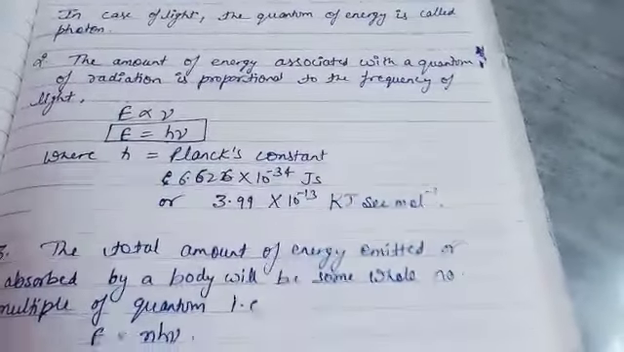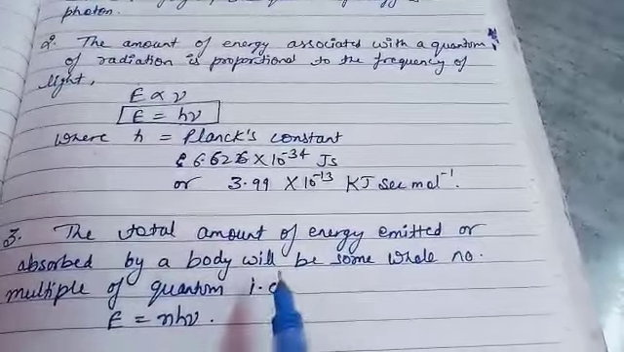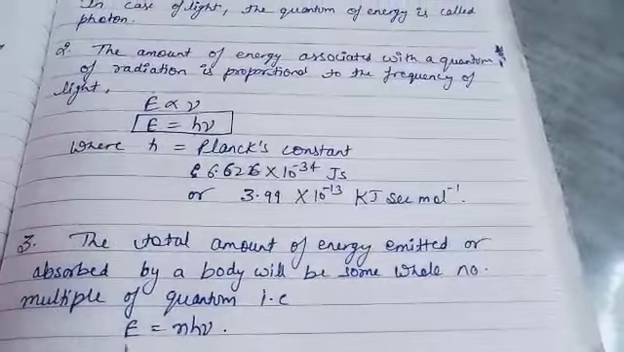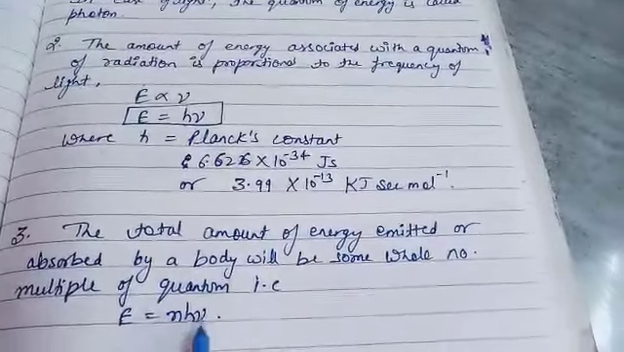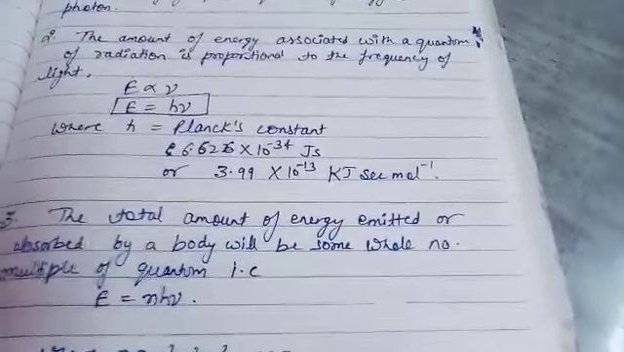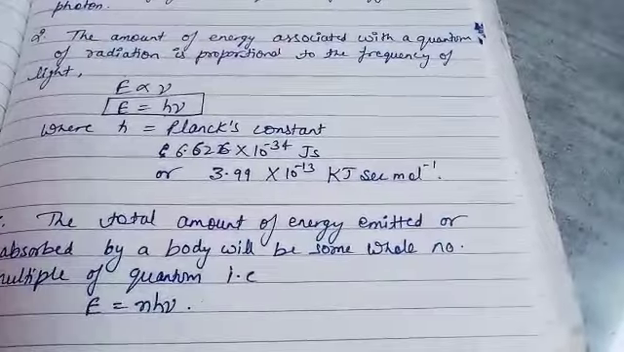Now the last thing: the total amount of energy emitted or absorbed by a body will be some whole number multiple of the quantum. That is E is equal to n h nu, where n is equal to 1, 2, 3 and so on. Okay, this is regarding Planck quantum theory.